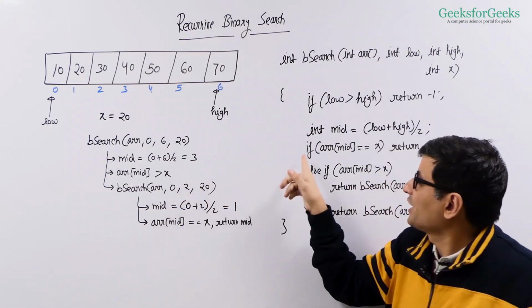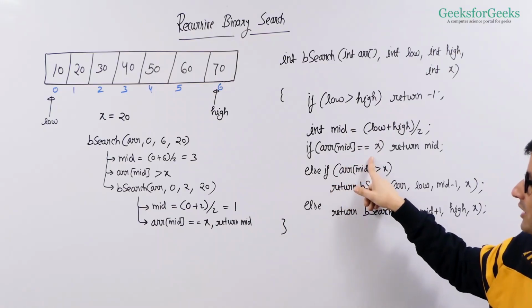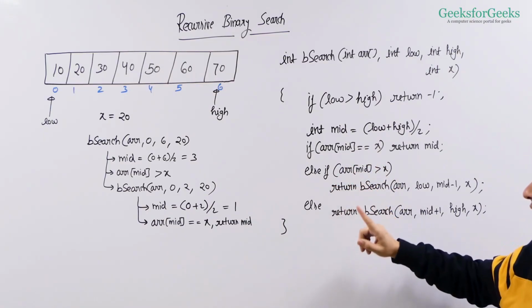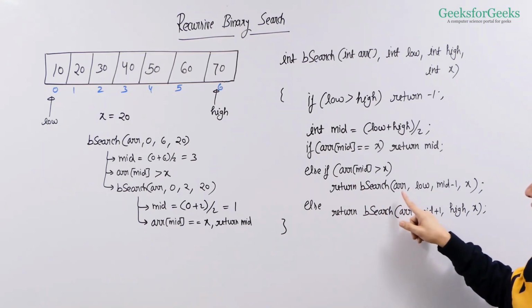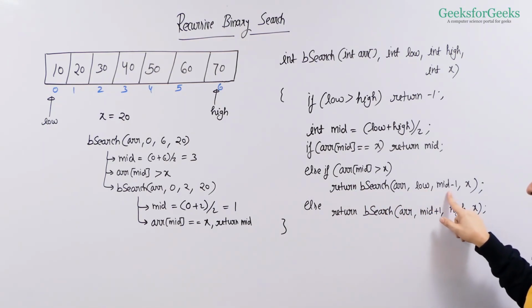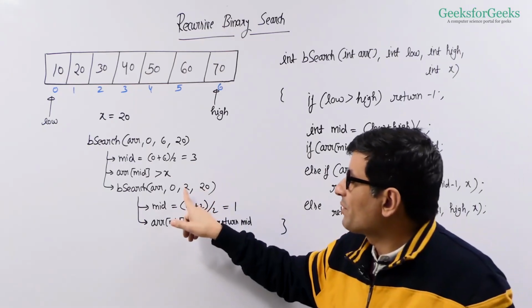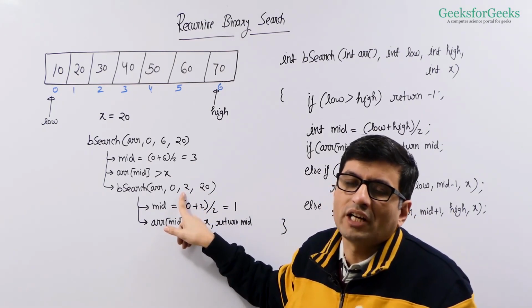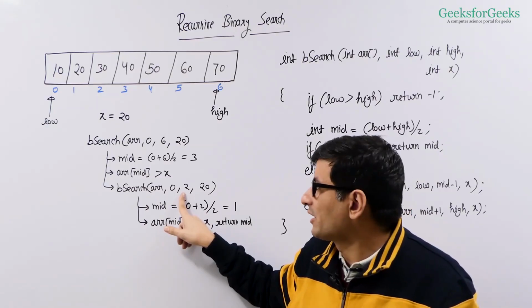Now we check which case we are in. Is array mid equal to x? No. Is array mid greater than x? Yes. So what we do? We make a recursive call for array, low, mid -1. And mid is 3, so we pass our high as 2. We assign high equal to mid -1 when array mid is greater than x.